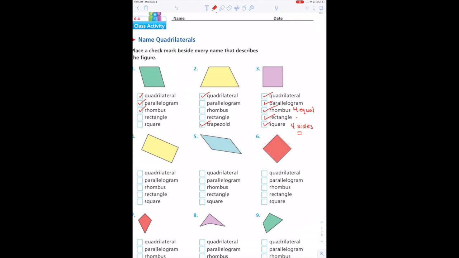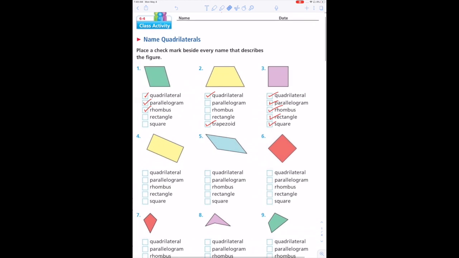So a square, when we look at a square, is a quadrilateral. It's also a parallelogram. It's also a rhombus. It's also a rectangle, and it's a square. So we can put it on all 5 shapes. And I know that's a little bit confusing because remember, a square is a type of rectangle.